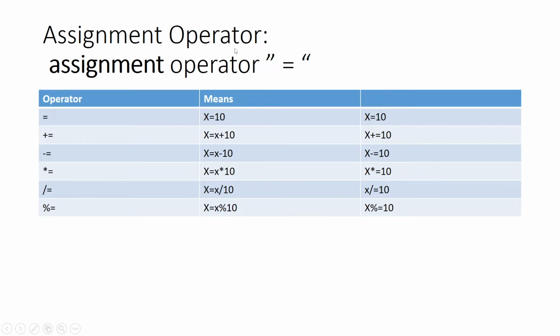Now this is the assignment operator. The assignment operator is equal. So here are equal, plus equal, minus equal, times equal, divide equal, and modulus equal. That means here x equal 10 means you assign the value of x as 10, and x plus equal 10 means x equals x plus 10. I will show you the example, but these are the assignment operators.